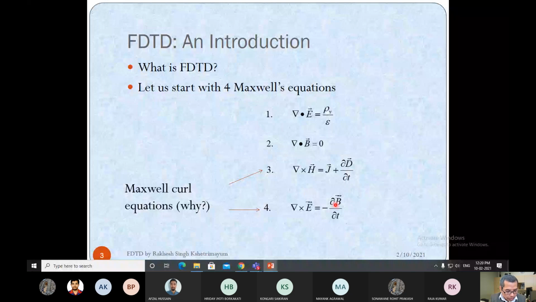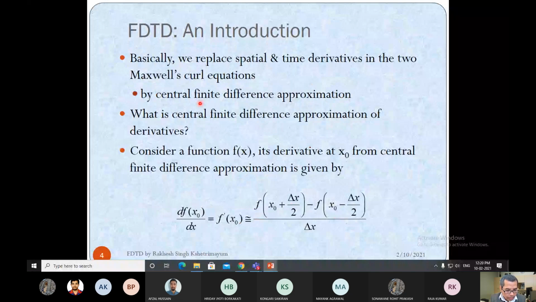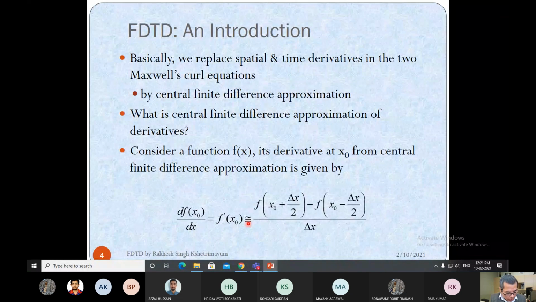Usually it's very simple actually. You just replace the derivatives by central finite difference approximation. What I mean by central finite difference approximation is, let's say I want to find the derivative of a function f at x naught, that is df/dx at x naught. We usually denote it by f dash of x naught. You can find it by using the central finite difference approximation. You must have come across this kind of approximation when you learned what a derivative is.